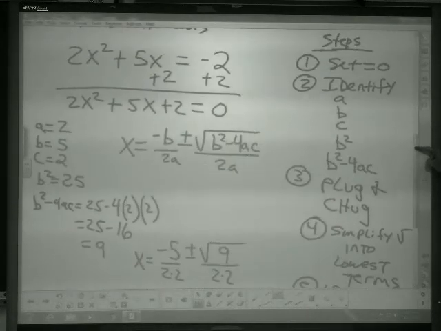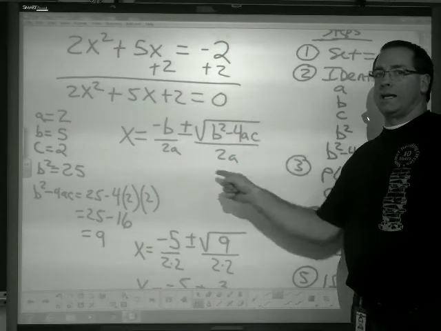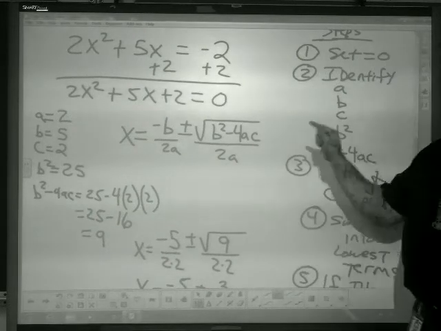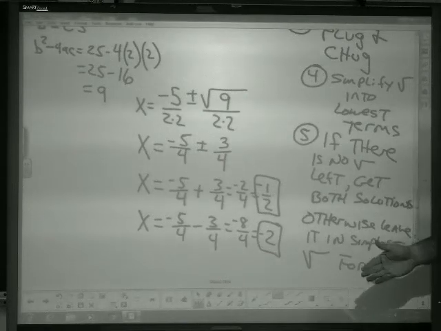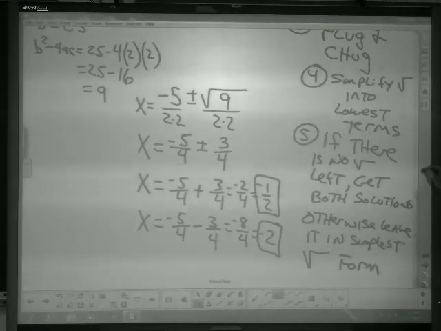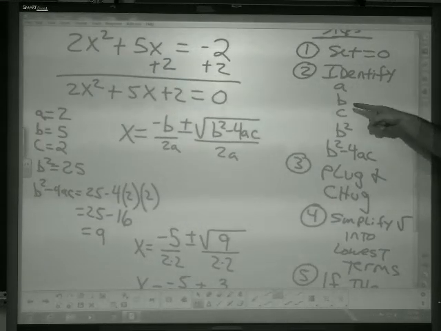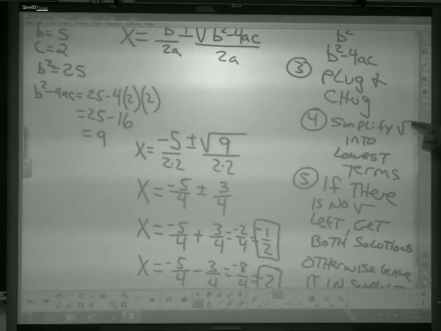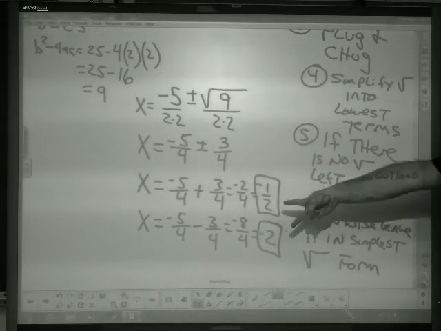But the great news is, even if I don't remember how to factor, this will always work now for every problem. And I remember on day 1 I said there's going to be something we're going to learn which will work every time in case you get stuck. This is it. So when we come back to class, I'm going to have one for you to try. You're going to go through this process of get it equal to 0, identify, plug it in, chug out, simplify the radical, and then if there's no radical, give me 2 answers.